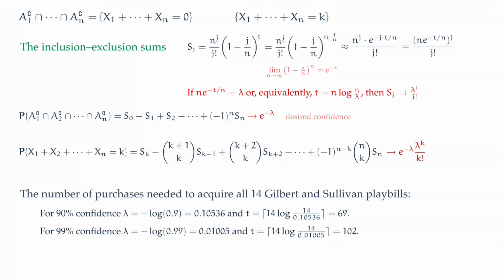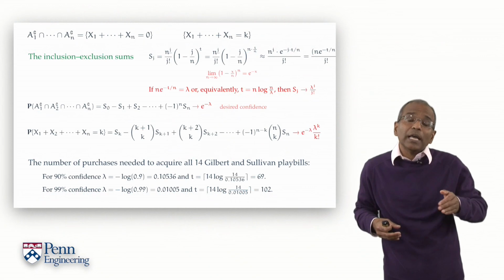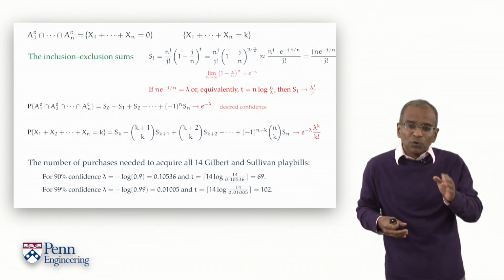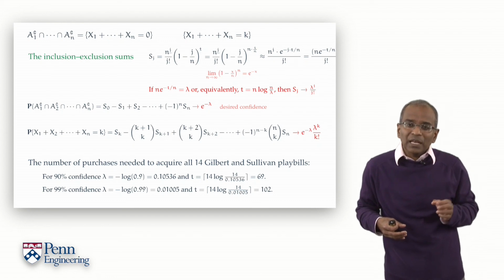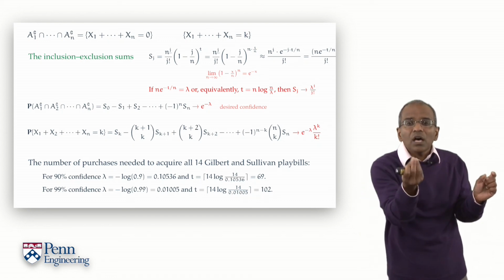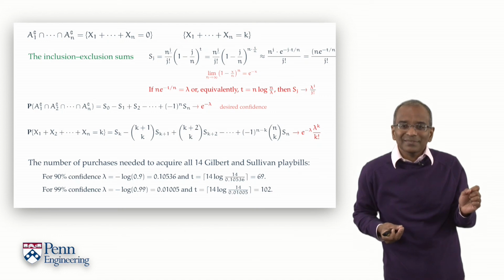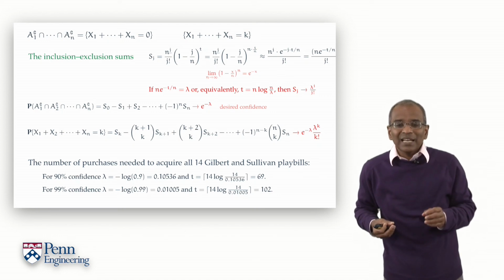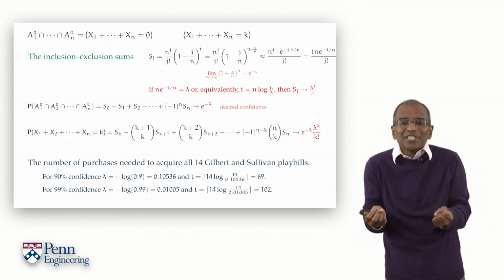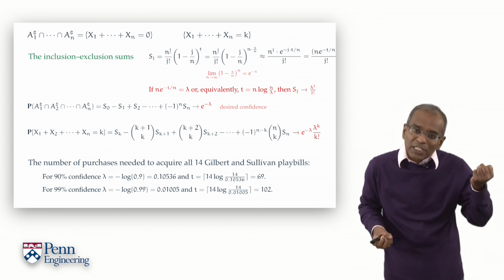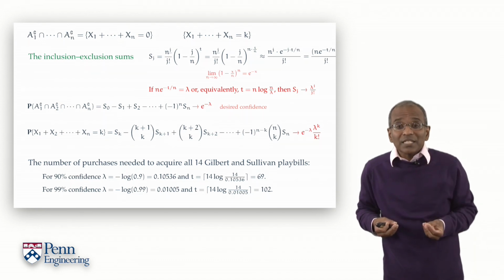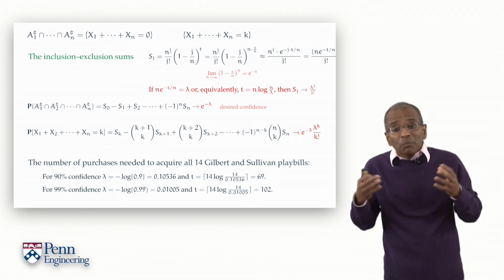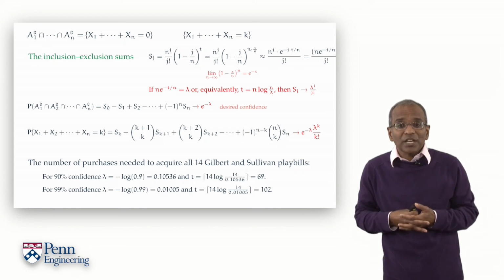I'm going to have to pay a price if I want an incredibly high confidence. I'm going to have to buy a lot of playbills. And of course, the last very many of the merchandise pieces I'm purchasing are all hunting for the last elusive playbill. And as you know from your experience, the last item that you haven't got yet is going to take you the most time. And that's where we're going to expend our time. So if I want a 99% confidence to get 14 items, I'm going to have to buy more than 100 pieces of merchandise.